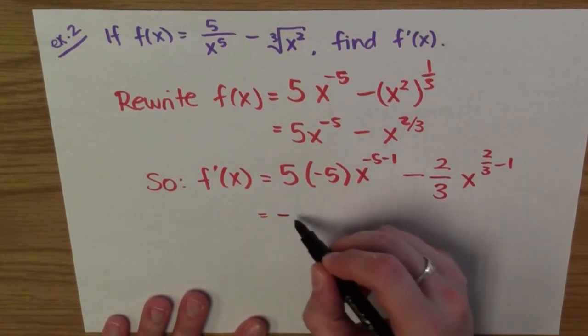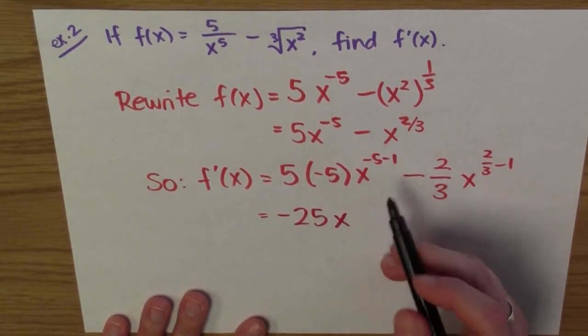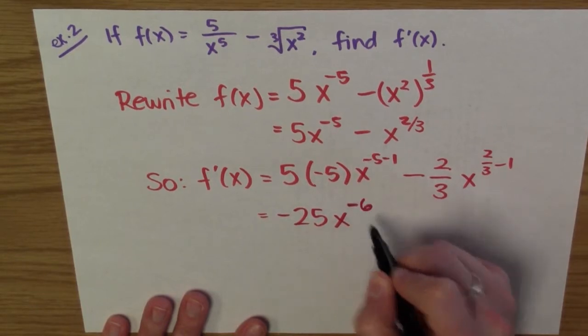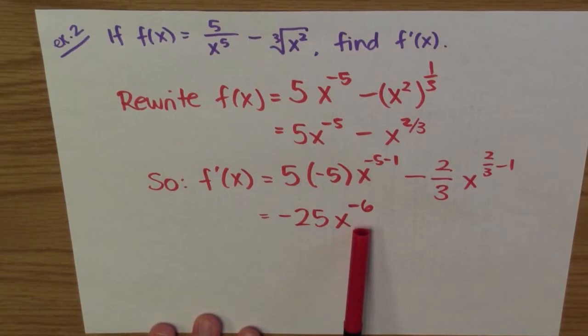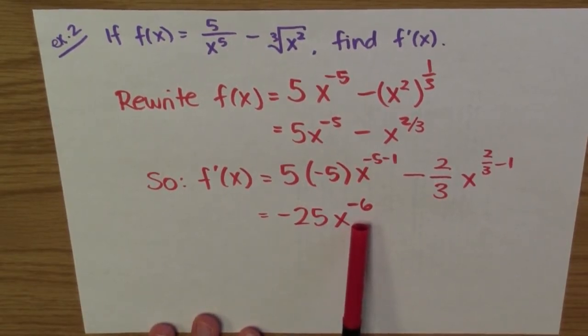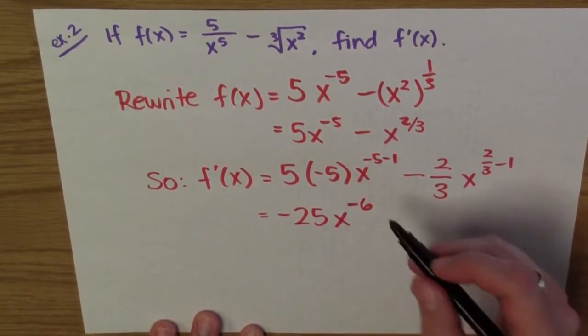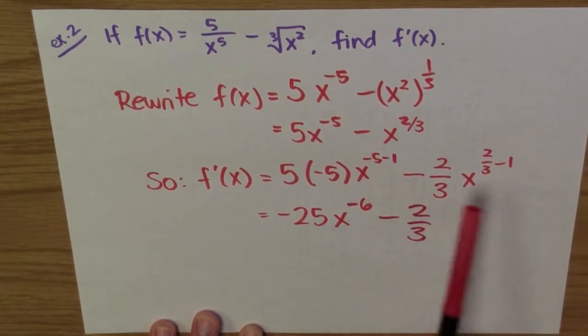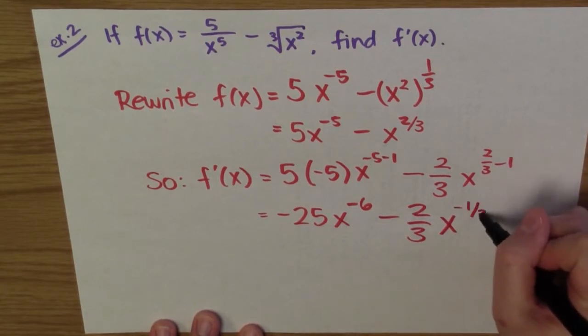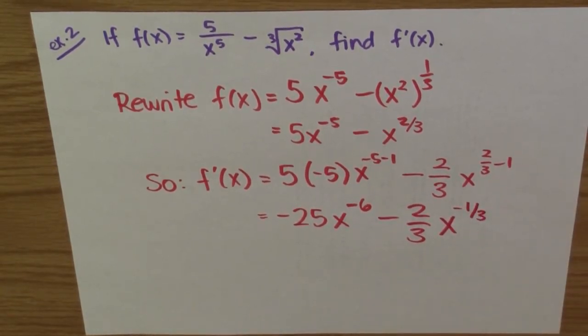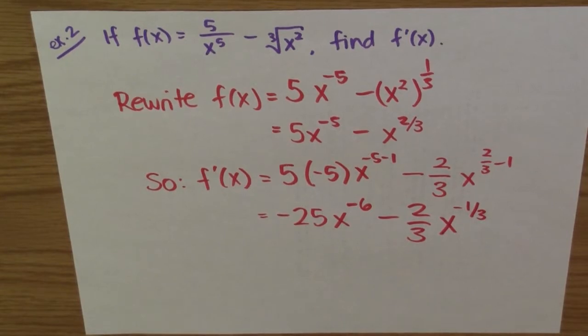5 times negative 5 is negative 25. And x to the negative 5 minus 1, well, that's negative 6. Be careful with negative exponents. They can surprise you sometimes because it looks like the value is going up when really the value is going down. Finally, we've gotten a lot of practice with this type of thing before. So this is 2/3 x to the negative 1/3. So the derivative of this function, 5 over x to the 5th minus the cube root of x squared, is negative 25x to the negative 6th minus 2/3 x to the negative 1/3.